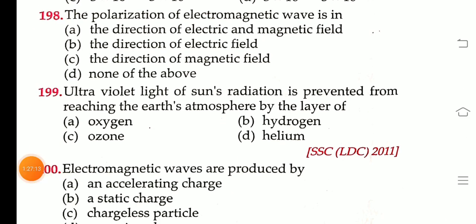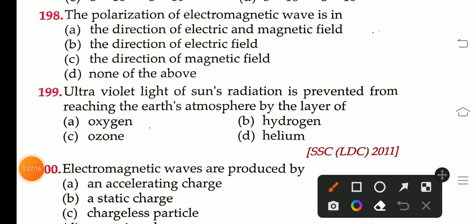Next, the polarization of electromagnetic wave is in right answer will be option B, the direction of electric field. Next, ultraviolet light of sun's radiation is prevented from reaching the earth's atmosphere by the layer of right answer will be option C, ozone.